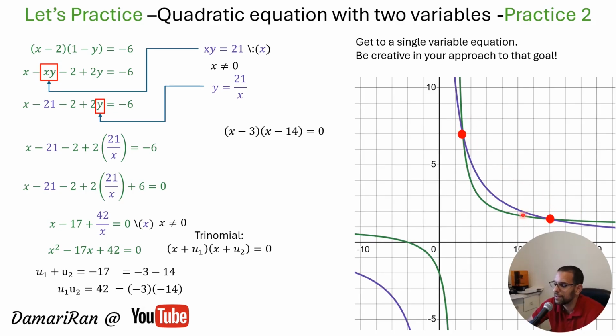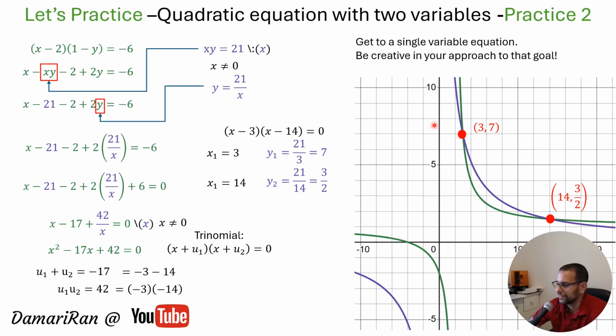Great, now let's use the y. x equal to 3 gave me a y equal to 7. Great, and x equal to 14 gave me y equal to 3 over 2. So that was great, huh? Good. Now let's continue for our summary and our homework.